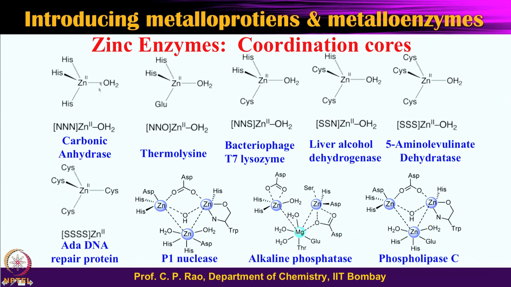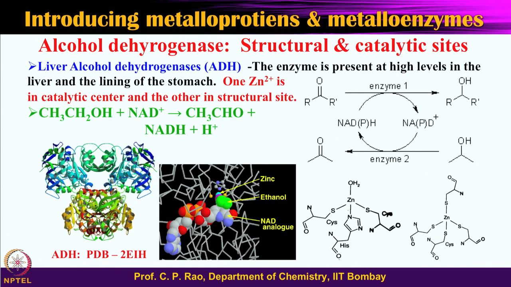This is carbonic anhydrase, thermolysin, we have seen in the previous slide, the bacteriophage lysozyme, liver alcohol dehydrogenase, aminolevulinate dehydratase and DNA repair protein. This can also be a part of this, liver alcohol dehydrogenase with the zinc being in the structural form. Then you have nuclease enzyme, you have alkaline phosphatase enzyme where the 2 zinc centers will help one to bind, one to attack, etc. We have already seen a similar kind of thing with acid phosphatase with the iron, and alkaline phosphatase with the zinc, and then you have phospholipase. So, we will be looking at several of these centers as we go across. So, let us start with the first enzyme.